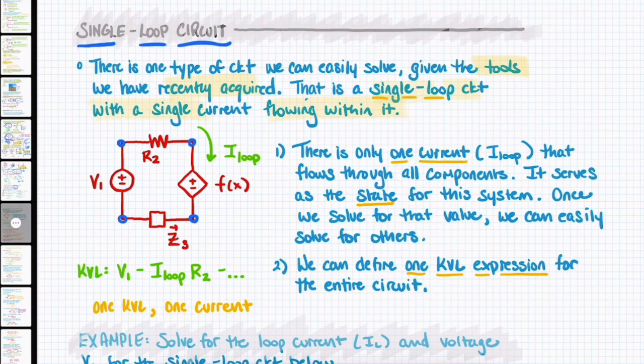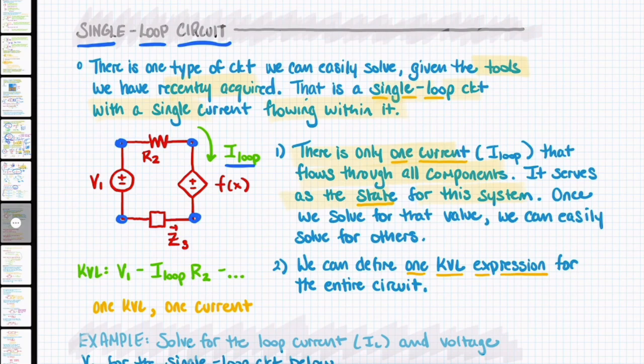And so we can apply KCL at each one of these nodes, and we'll see that whatever current is flowing through one of the branches is flowing through them all, and we call that I loop. So there is only one current I loop that flows through all these components. It will serve as the state for this system. Okay, I'm not sure if many of you are familiar with that term state. We will talk about it in slightly more formal terms later, but the state is generally a value or set of values which provide the most fundamental description of the system's behavior.